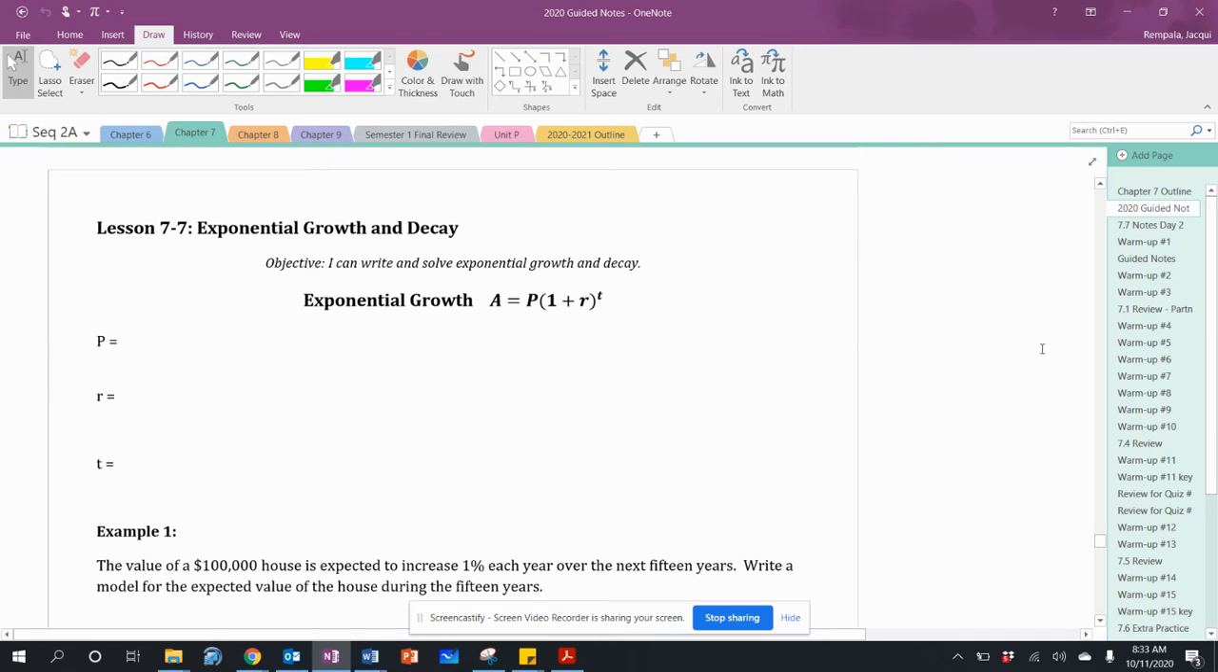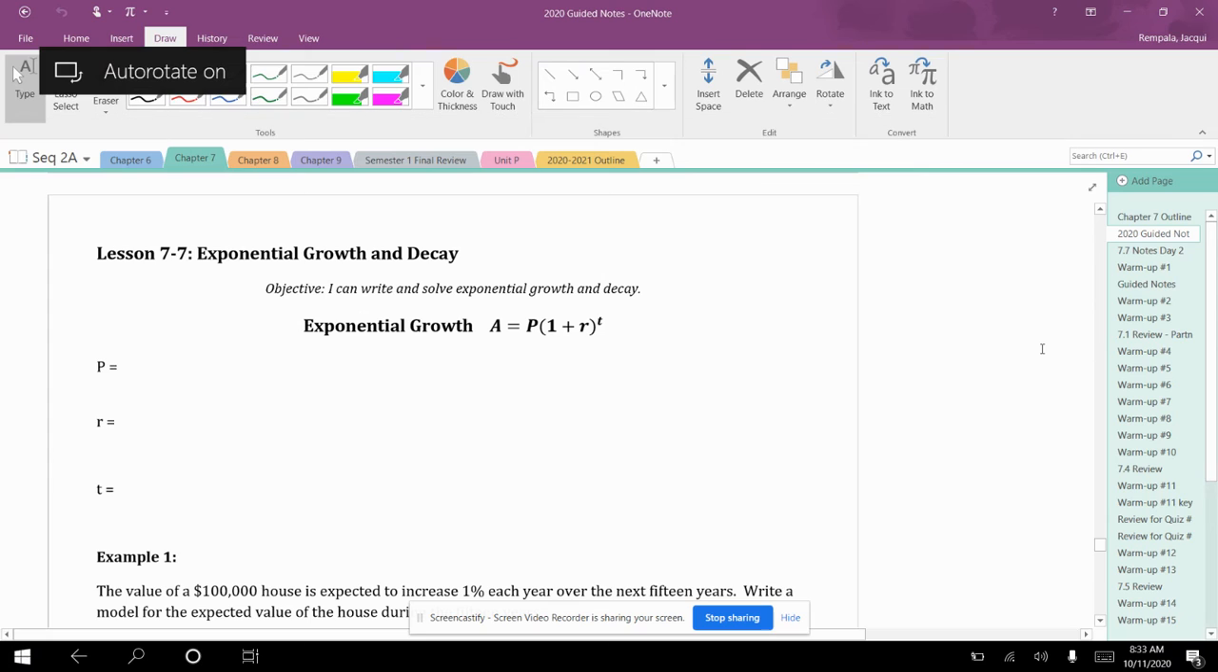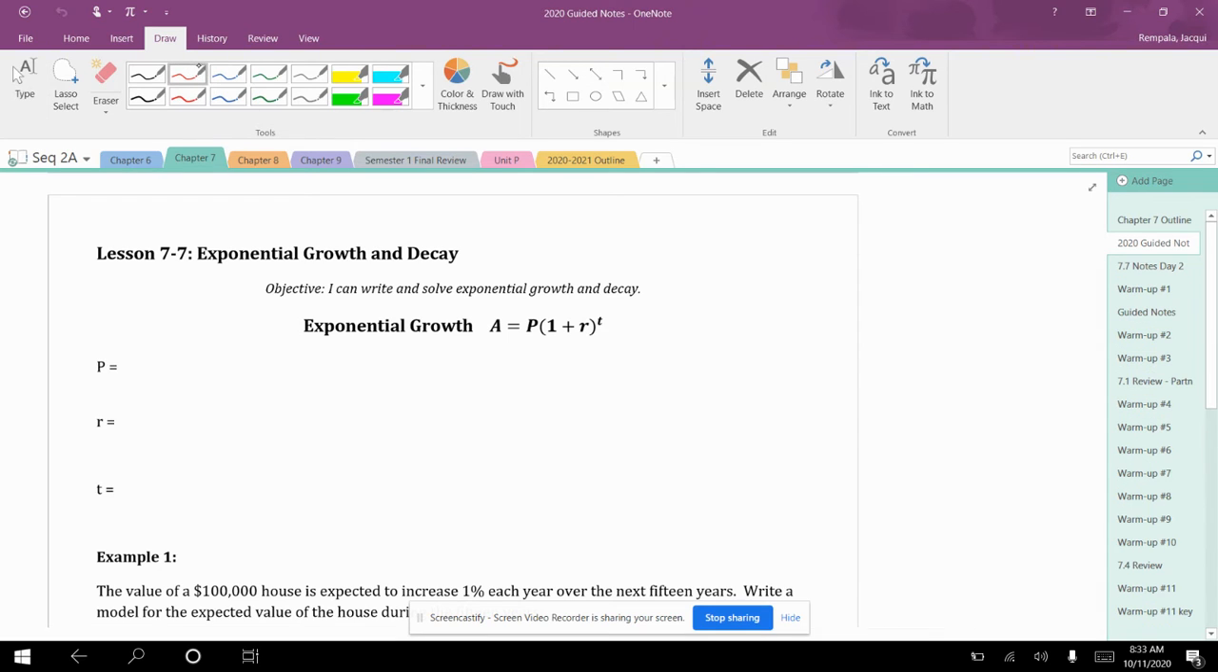Today we're going to look at lesson 7.7, which is about exponential growth and decay. So we are going to write and solve exponential growth and decay problems. That means that we're going to be looking at three different formulas. One of them is this exponential growth formula, and it is A equals P times the quantity 1 plus R raised to the power of T.